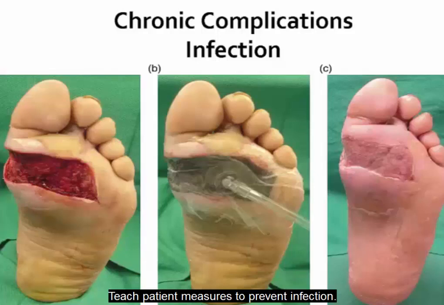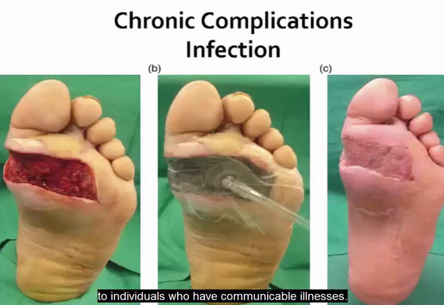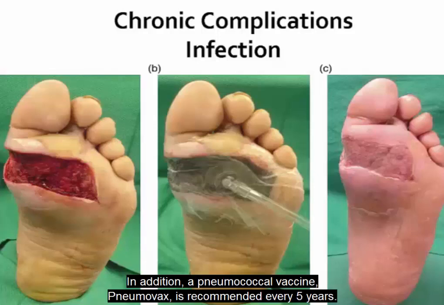Teach patient measures to prevent infection. People with diabetes should practice good hand hygiene and avoid exposure to individuals who have communicable illnesses. An annual influenza vaccine is advisable. In addition, a pneumococcal vaccine, Pneumovax, is recommended every 5 years.